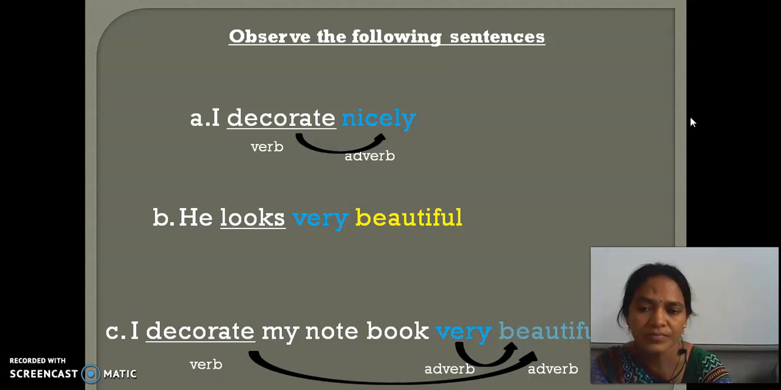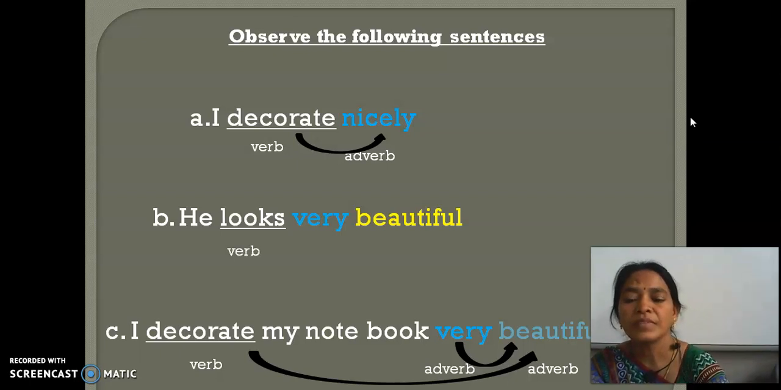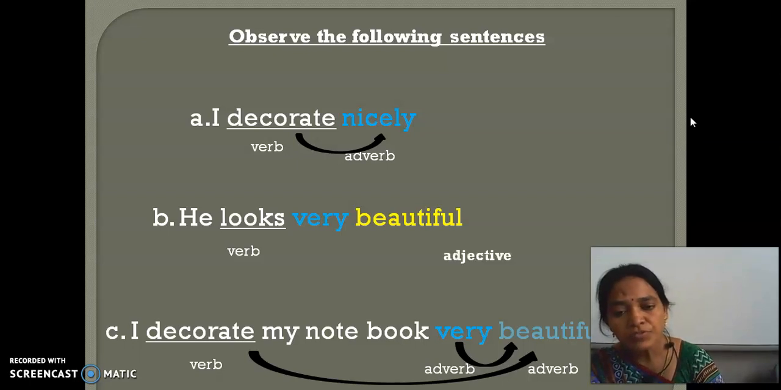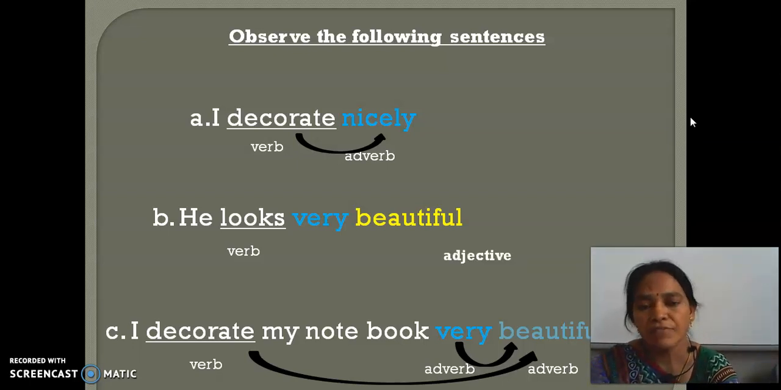Looks. Did you all do it? Looks is a verb. Then what is beautiful? Beautiful is an adjective. Then where is the adverb? Where is the adverb? Very. Here nicely was adding meaning to your verb, but this very has some connection with your adjective.